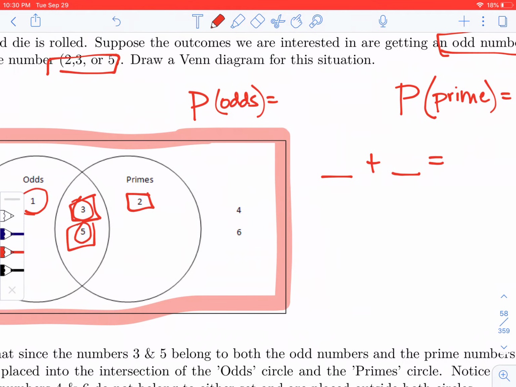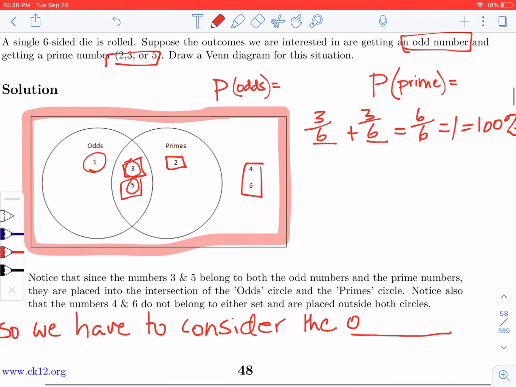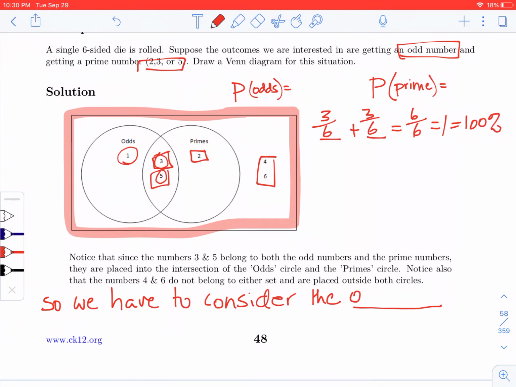And so we take the probability of the first, 3 out of 6. Take the probability of the second, 3 out of 6. You add those up, you're going to get 6 out of 6. Hopefully your brain says, what? That doesn't make sense. This cannot be a probability of 100% because we still have the possibility of getting a 4 or a 6. So, clearly, this tells us we have to consider the overlap. Yes? We have to somehow subtract out that overlap.